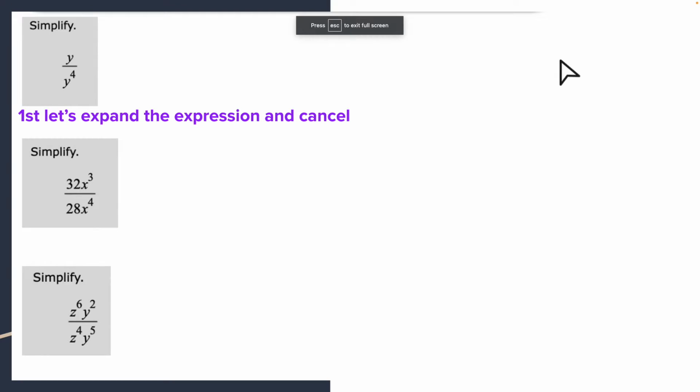So first let's expand the expression and cancel. So we're going to do this one first. Expand the top and the bottom, and then we're going to cancel. So we have exponents, just variables. On the top, I have one y. And then on the bottom, I have y to the fourth. That means I have four of them multiplied.